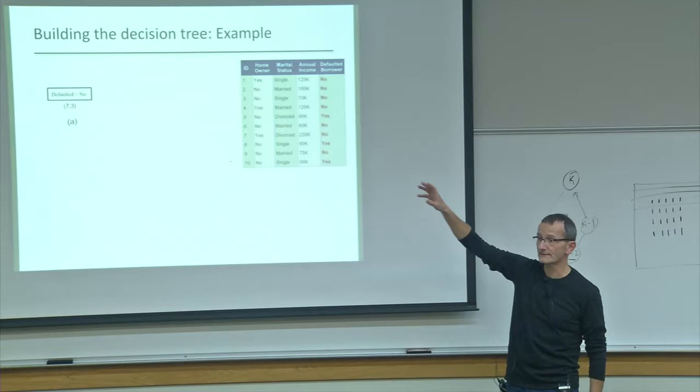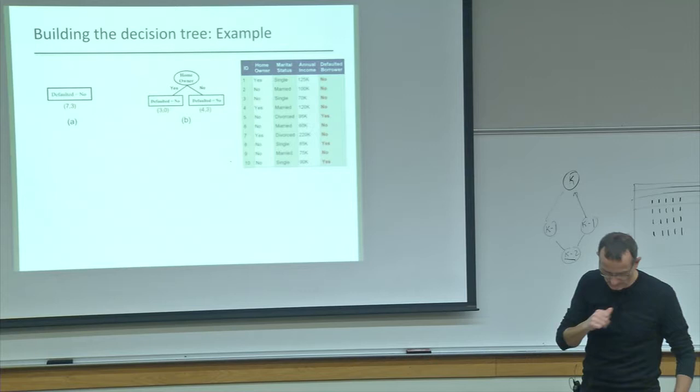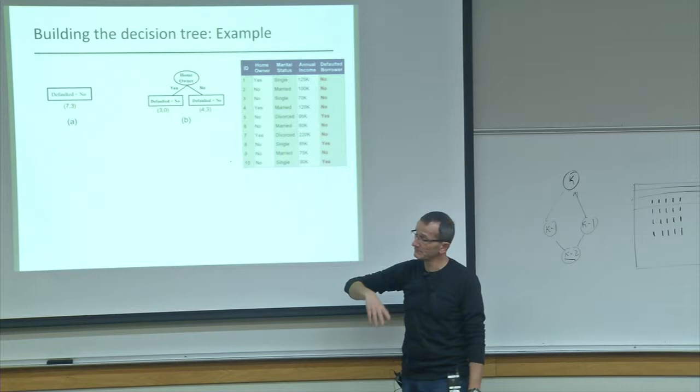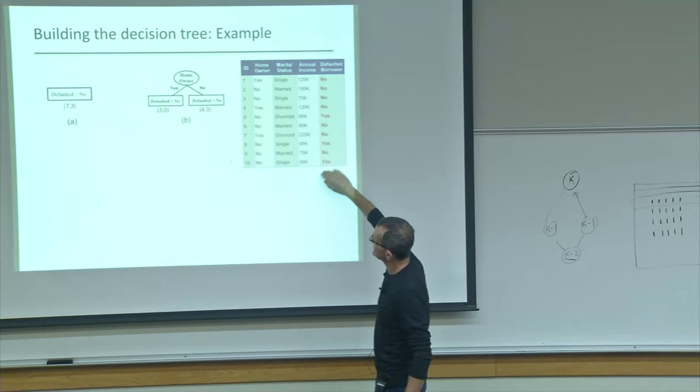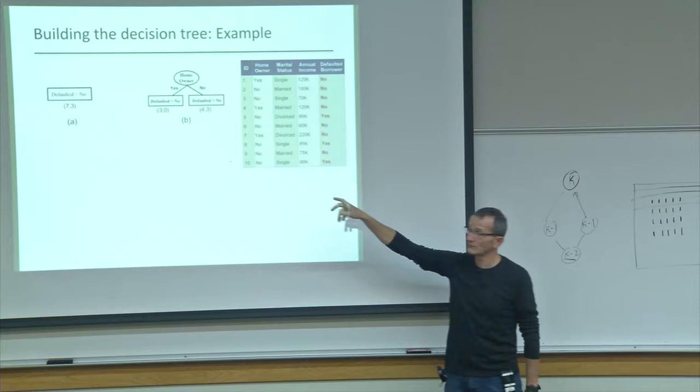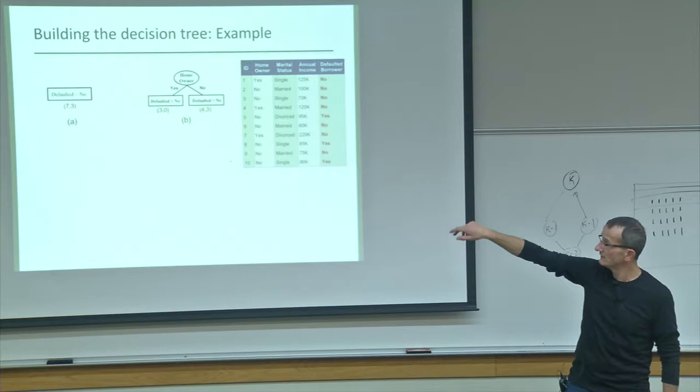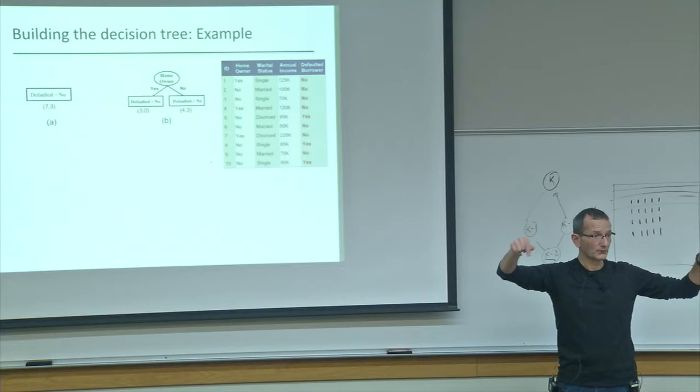Then I pick one of the variables and make it a decision variable. Let's say I split on homeowner, yes versus no. If I look at how the records in my database are routed through the decision tree, three of them go on the left, seven of them go on the right. The class distributions are 3-0 and 4-3, and the predictions of those two nodes will be no and no, because those are the majority classes.